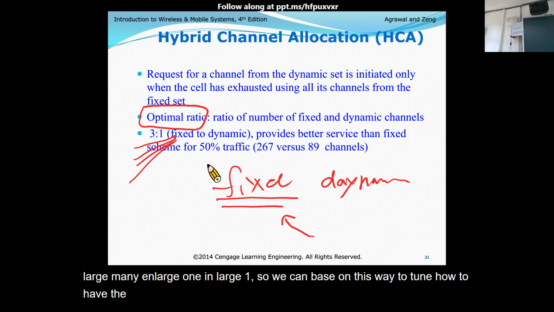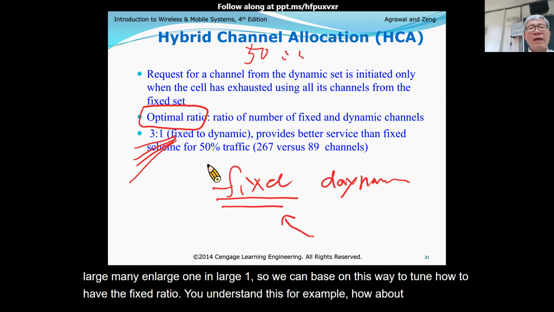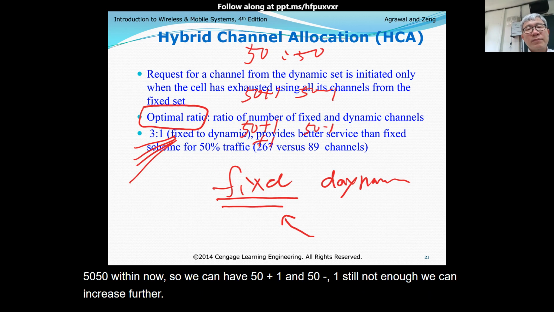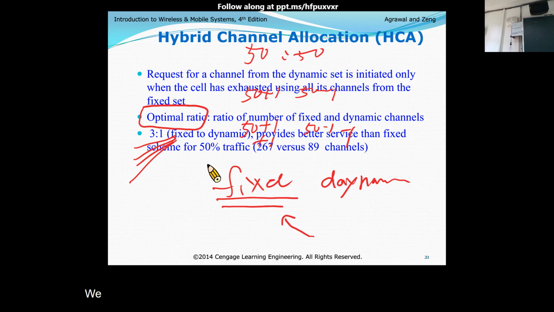You understand this? For example, how about 50-50? Okay, if 50-50 is not enough, so we can have 50 plus 1 and 50 minus 1. Still not enough, we can increase further. We can use this so that we can reach the optimal ratio, right? Do you agree with this?